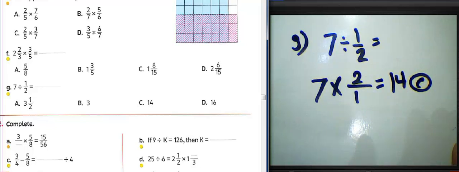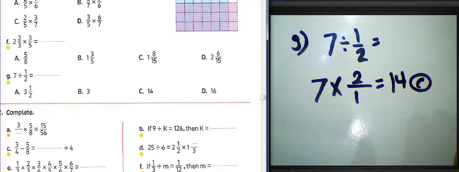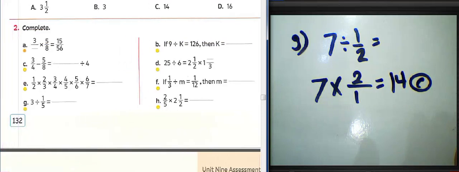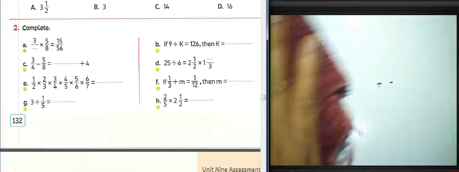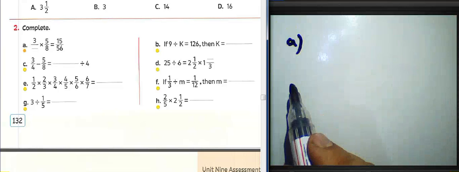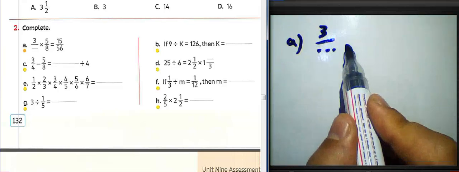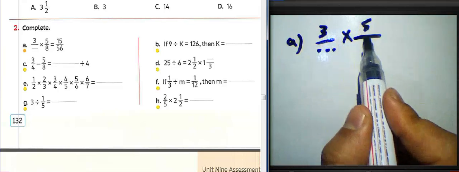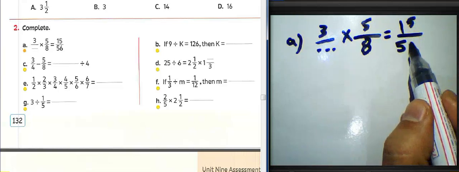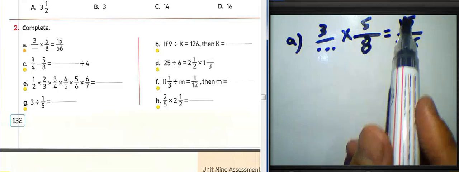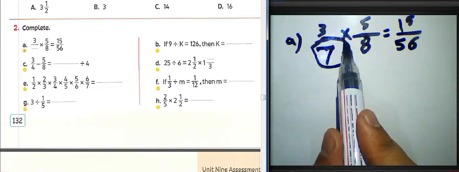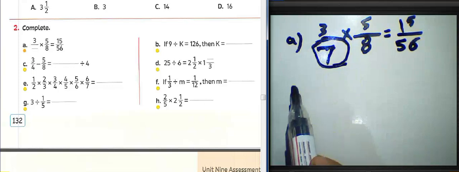Now we will solve complete. Okay, this example here. Complete. Letter A. Question number 2. Complete. 3 over space times 5 over 8 equals 15 over 56. We know 3 times 5 equals 15 and 8 times 7 equals 56. We must write 7 here about letter A.